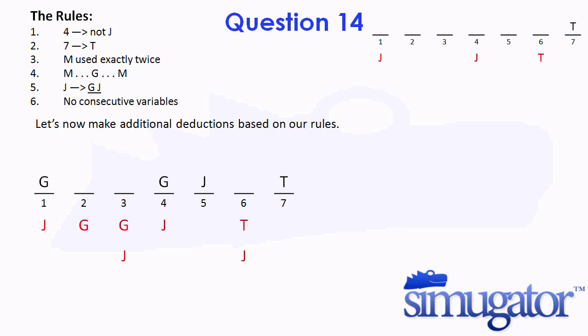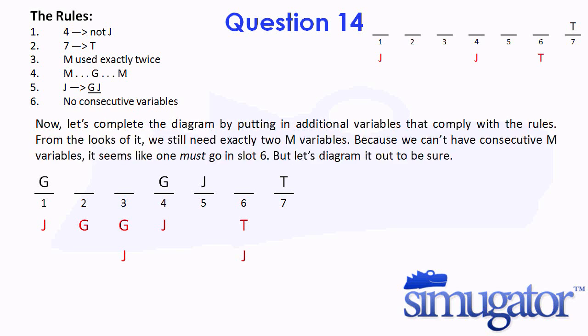The rule prohibiting consecutive variables means that G cannot go in slot 2 or 3. And if G can't go in slot 2, then we can't have J in slot 3. Furthermore, J cannot go in slot 6 because there's no room for the G variable in slot 5. So those are all the deductions we can make right now.